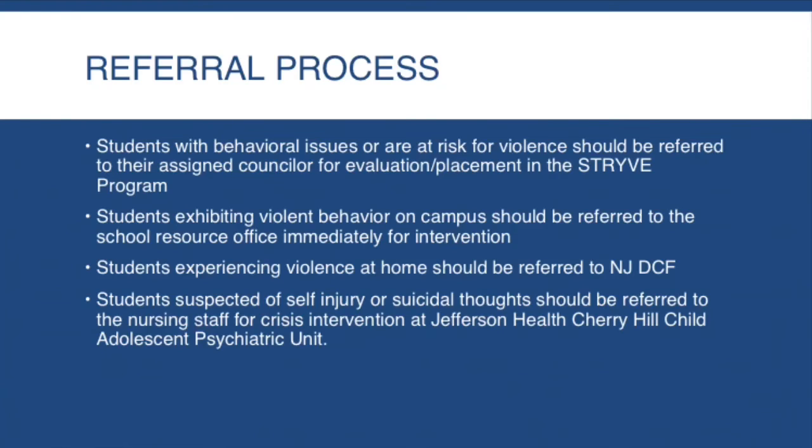If you witness violence among students, they should be immediately referred to a resource officer. Students experiencing violence at home should be referred to the New Jersey Department of Child and Families. And students suspected of self-injury or suicidal thoughts should be referred to the nursing office for crisis intervention. There is a child adolescent psych unit at Jefferson Hospital in Cherry Hill where these students can receive immediate evaluation by a psychiatrist for intervention.